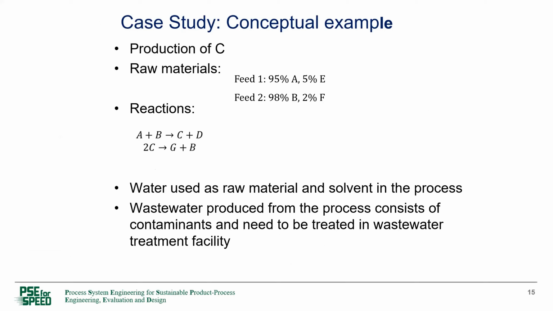So we want to produce a product C, and we have raw materials A and B with some fixed composition and with inerts. And there are two reactions. And what we want to do is also that the process is going to use water, and the water then is not clean. So then it has to go into a wastewater treatment facility, and we will synthesize that also, and then we will combine the two so that the clean water can be recycled and the amount of fresh water can be reduced.